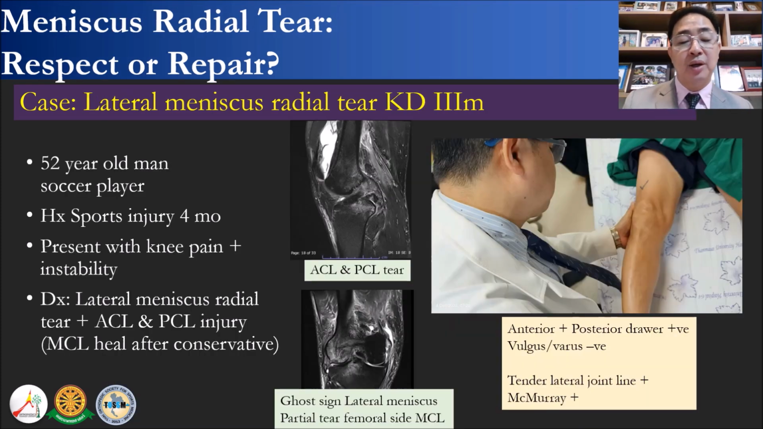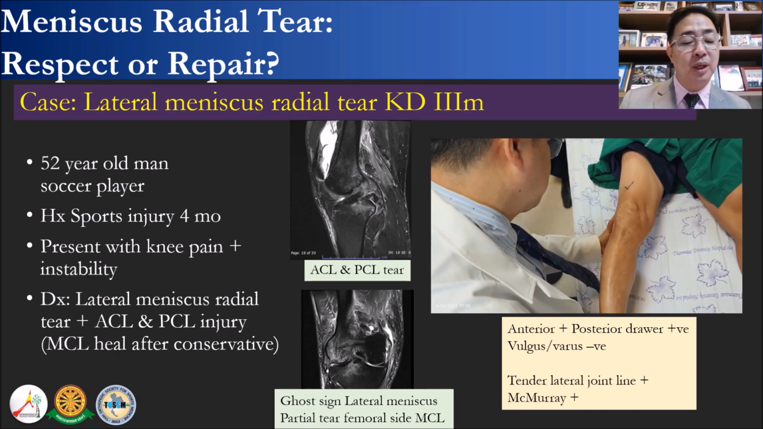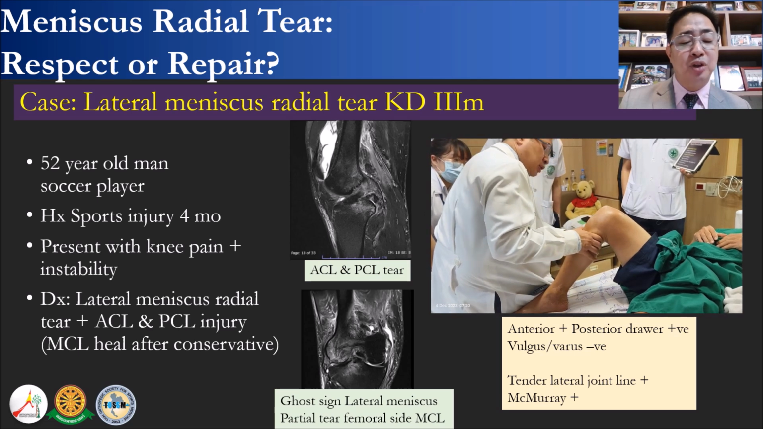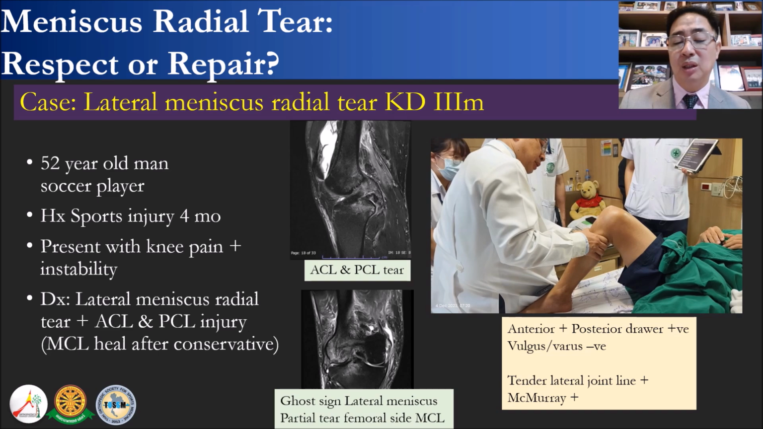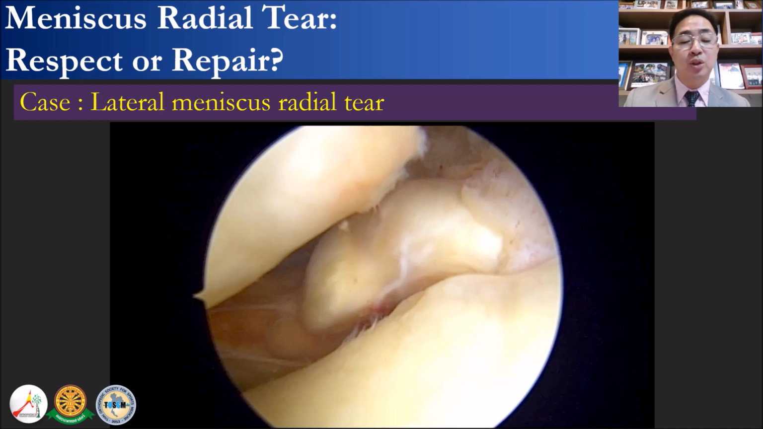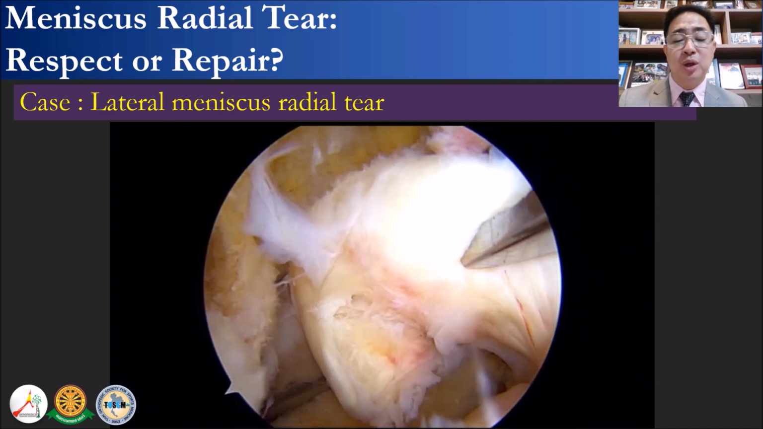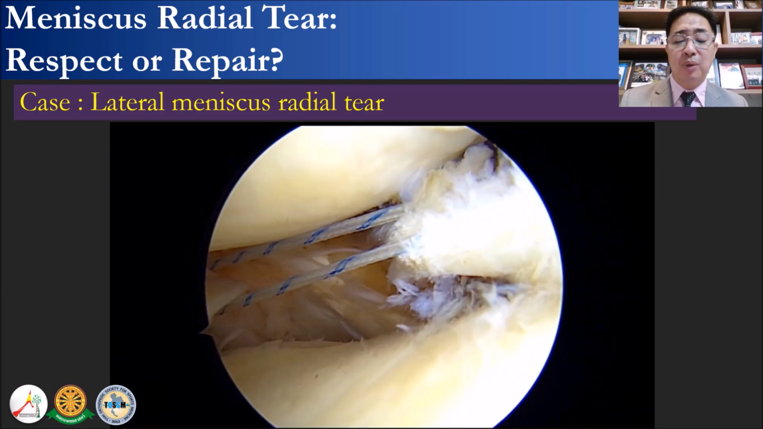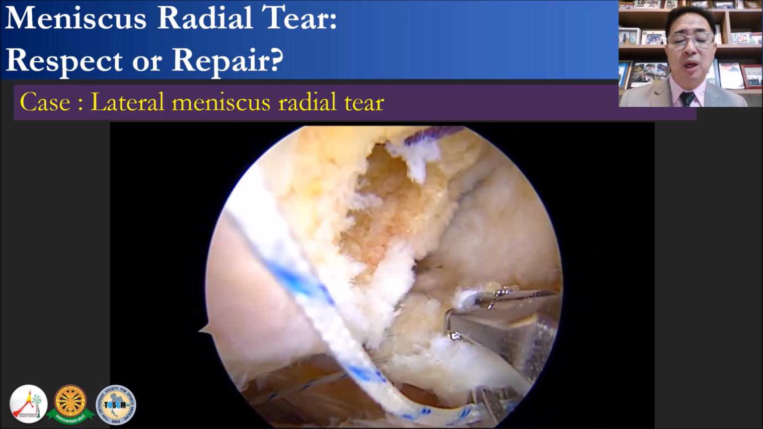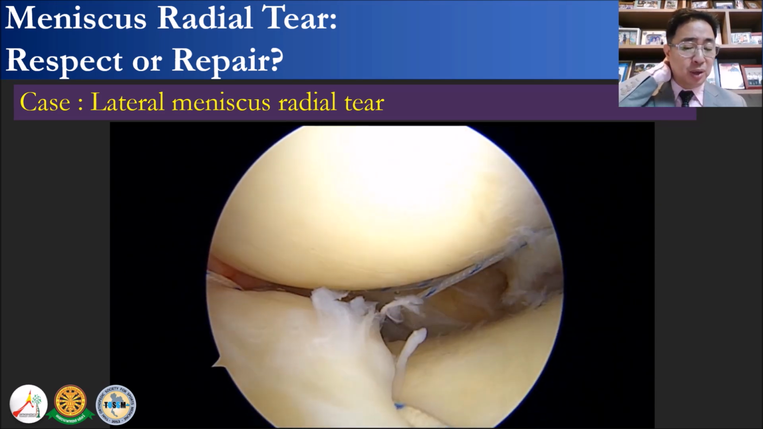This is another scenario. A 52-year-old patient had a sport injury with knee pain. The patient has a lateral meniscus radial tear with ACL and PCL injury. When I got into the joint, I found that he had torn his meniscus, and the meniscus was displaced to the back. I needed to do a lot of release from the back and tried to save his meniscus by repairing it side to side. And then I performed the ACL and PCL reconstruction.